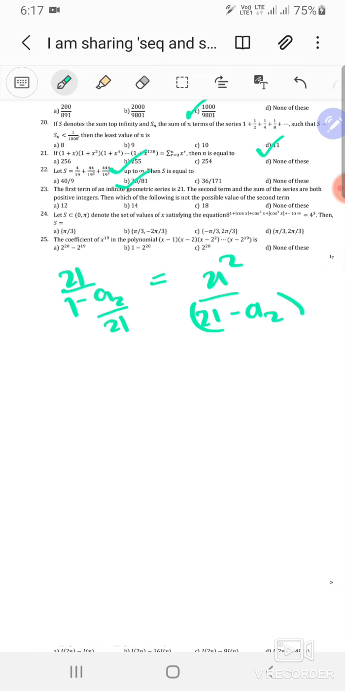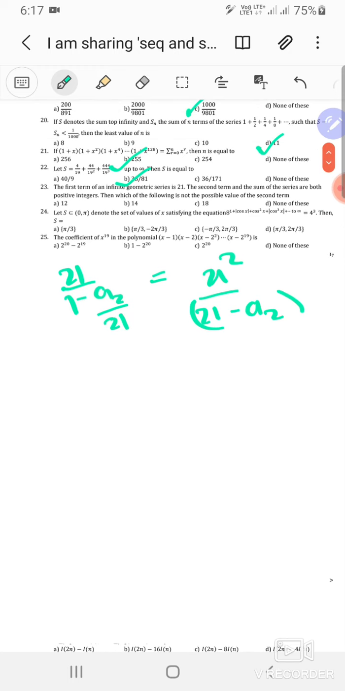Let's just check some values. So suppose a2 is 12. In that case, also by the way, a2 should be less than 21. That's fairly obvious because these are positive integers. No big deal. So let's check for 12. Our option A gives me 21 squared upon 21 minus 12, which is just 9. So is this correct? Yes, this is correct. This gives me 7 squared, which is 49.